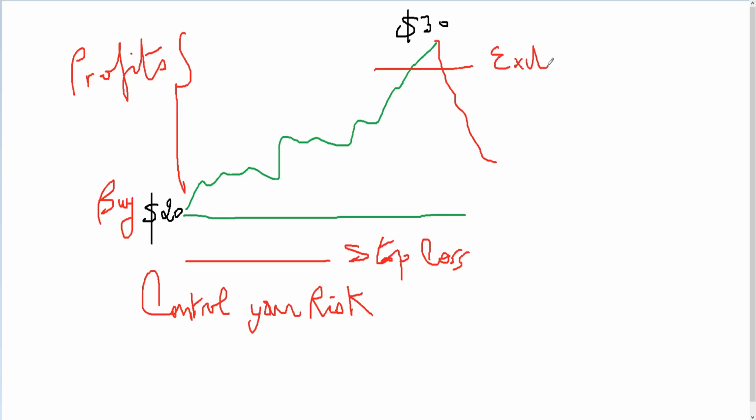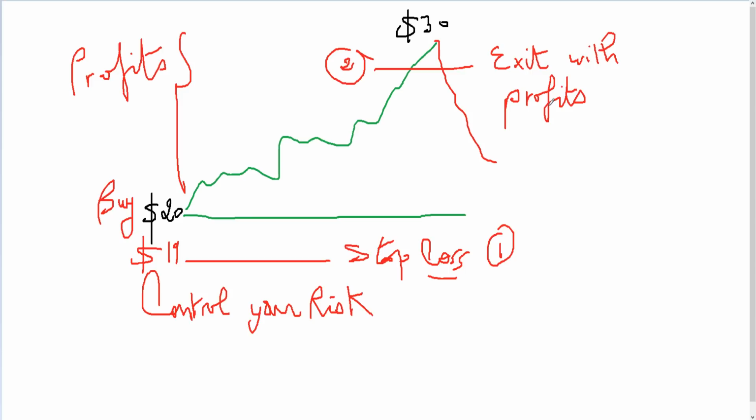stop loss, but it is not for stop loss. It's not for the loss, but it is to exit with profits. So exit with profits. It's like a stop loss, but it is not called stop loss, because the loss is when you bought it at 20, it goes, let's say, to $19 as a stop loss. Just an example. Okay, so we have stop loss, which is number 1. Number 2 is you exit with profits.